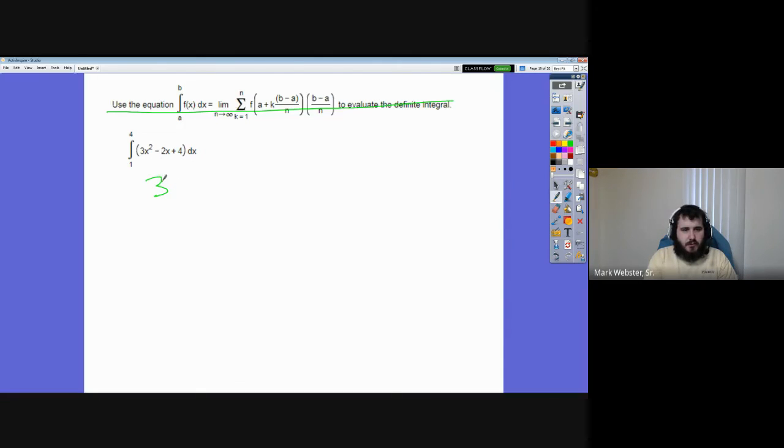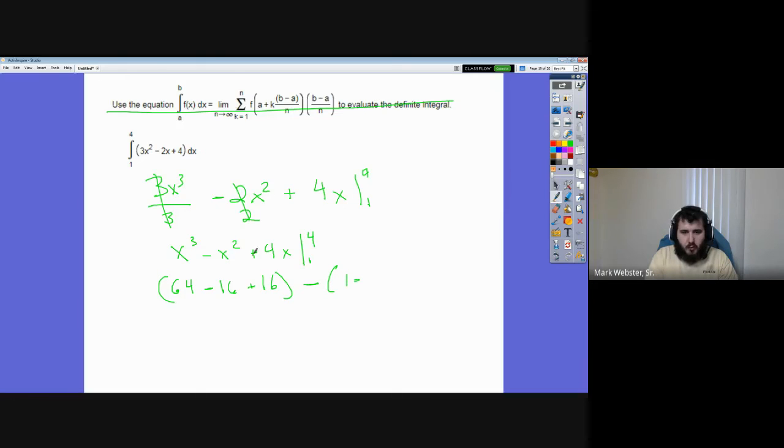We got 3x cubed over 3, so the 3's cancel out. We got minus 2x squared over 2. Those 2's cancel out. Plus 4x. So let's rewrite this so that it looks nice and neat. We're evaluating this from, not from 0, from 1 to 4. And so let's do that. 4 cubed, that's 64, minus 4 squared, that's 16, plus 4 times 4, that's 16, minus, now we're going to evaluate it at 1. 1 cubed is 1, minus 1 squared is 1, plus 4 times 1 is 4.